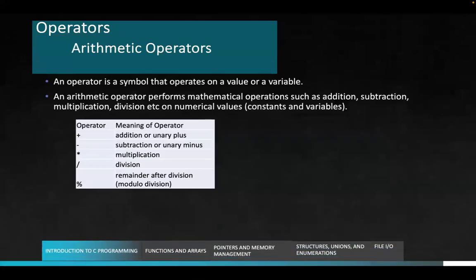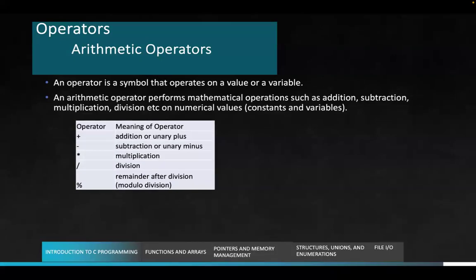Next is operators. What are the several operators and operations you can perform? An operator is a symbol that operates between variables or values. Let's say you want to perform a mathematical operation such as addition, subtraction, multiplication, division on numerical values. Then you can use these operators: plus, minus, star, slash, percentage. Plus is addition, minus is subtraction, star is multiplication, slash is division, and percentage is the remainder after division. This is also called modulo division. It doesn't give you the quotient, it gives you the remainder.